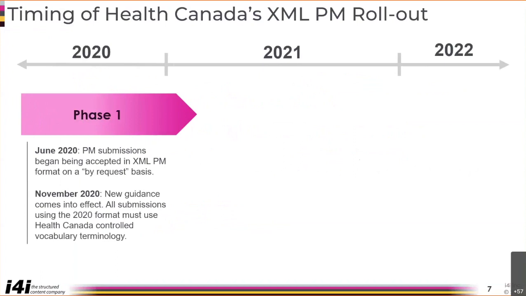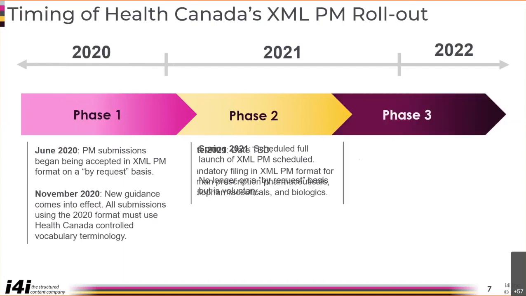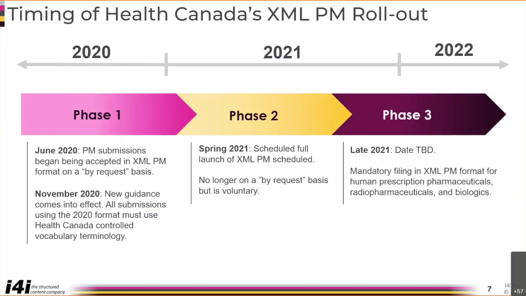Since November of last year, sponsors have been required to file their product monographs in the new 2020 template format and to use the terminology from Health Canada's approved controlled vocabularies. The full launch of XML PM is scheduled for this spring. During this phase, anyone can submit, but it's on a voluntary basis. And later this year, Health Canada intends to make the XML format a mandatory requirement.